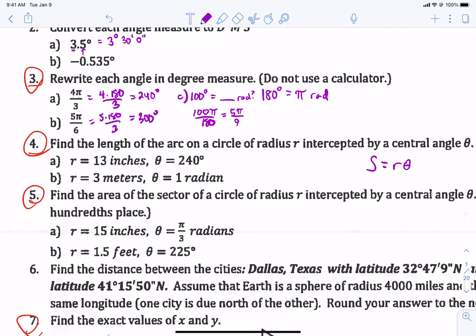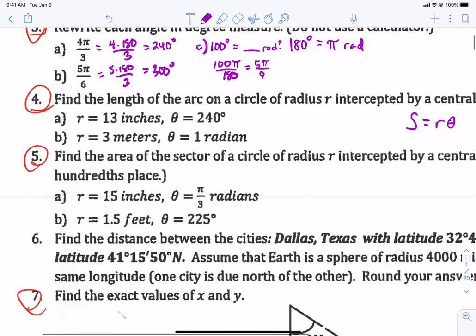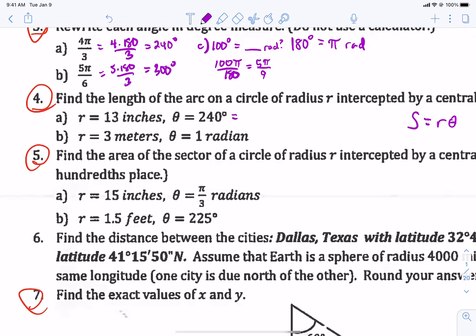the only problem is our theta should always be in radians. So let's make 240 pi over 180 and reduce that as much as possible. Well, 240 pi over 180 is the same as 4 pi over 3. They're both divisible by 60. So the arc length for A is 13 times 4 pi over 3.